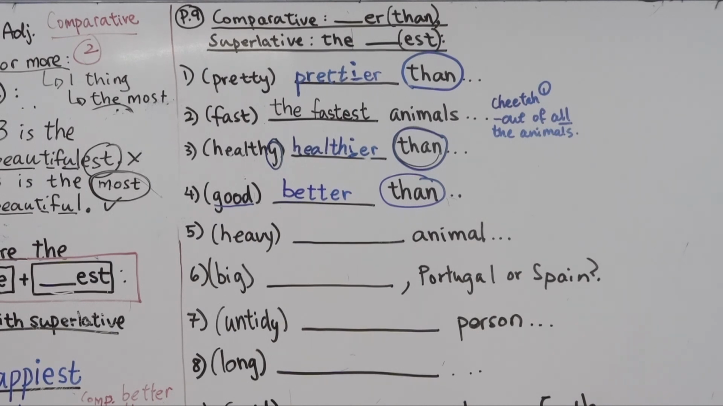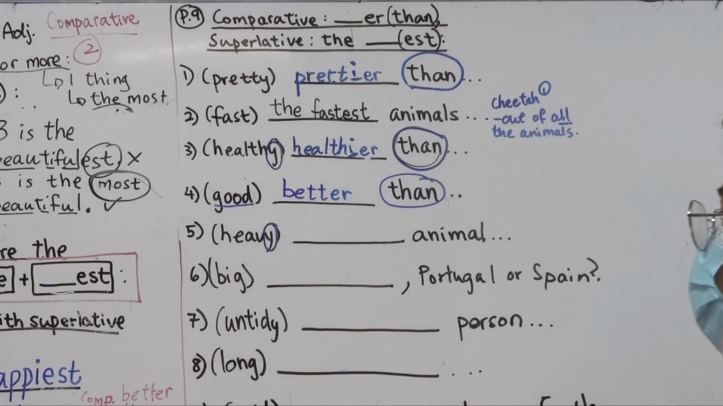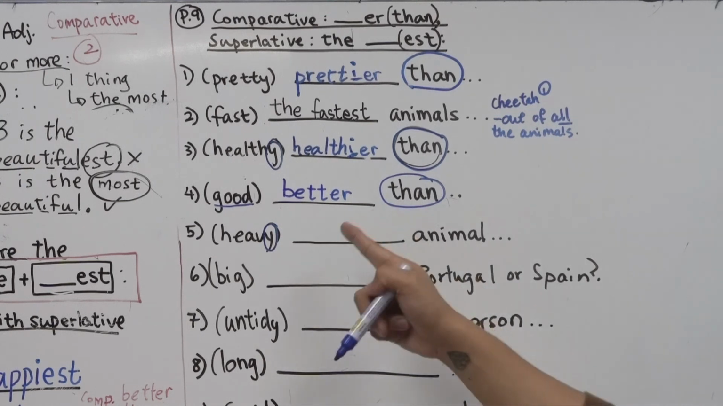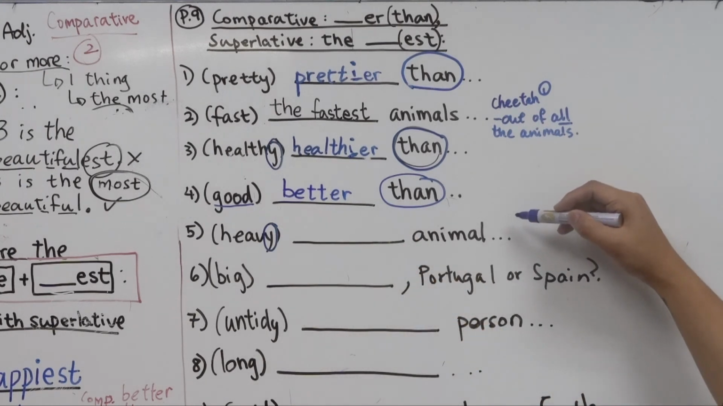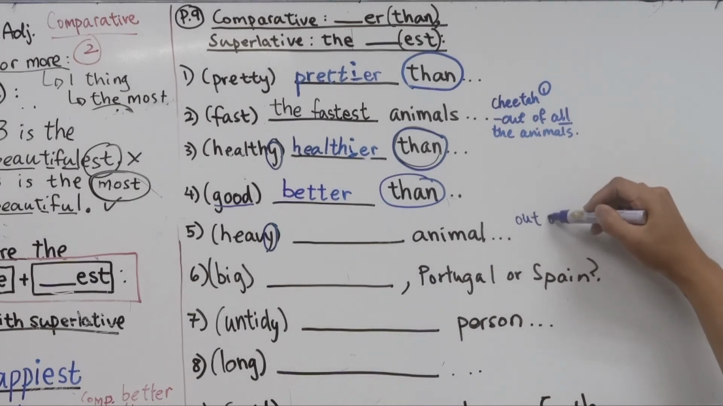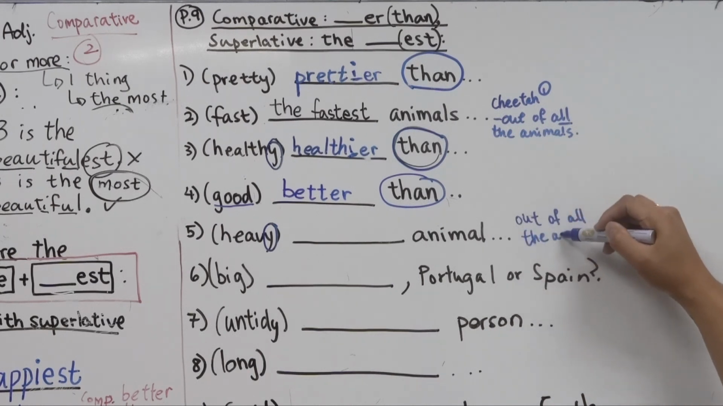Okay, number 5. I talked about this in the first part of the class. Heavy. Ending in Y, and then we're talking about an animal. So the blue whale is heavy animal in the world. So we are talking about one type of animal, the blue whale. It is the heavy animal out of all the animals.